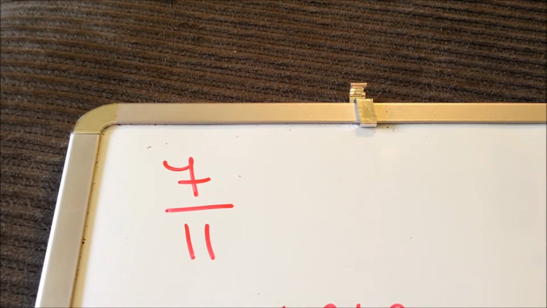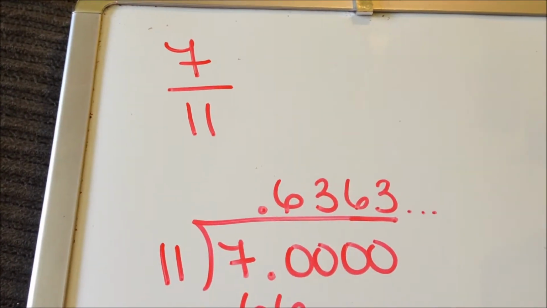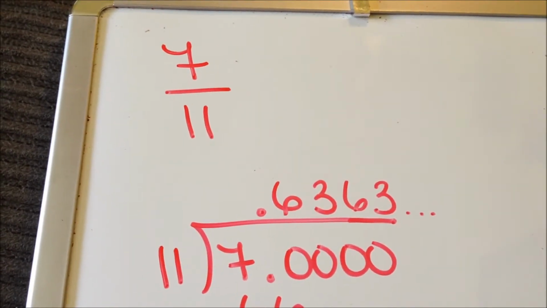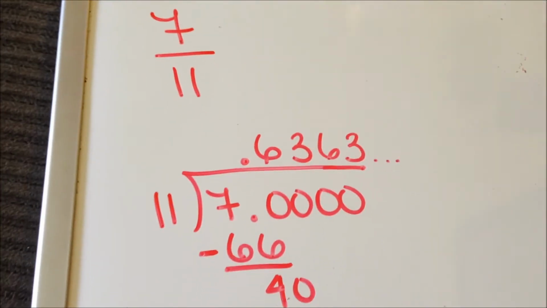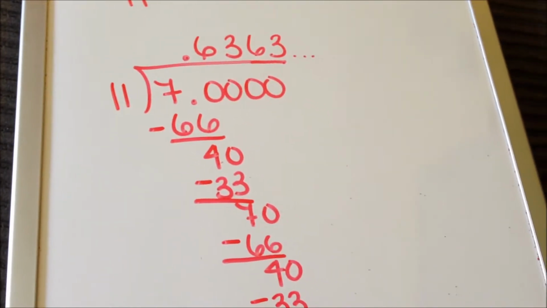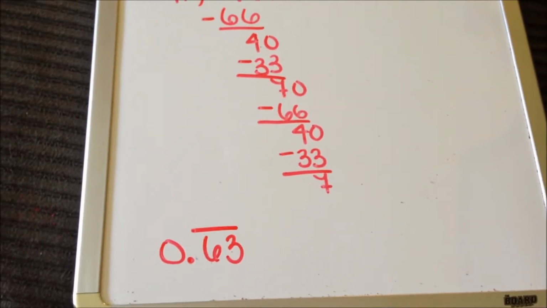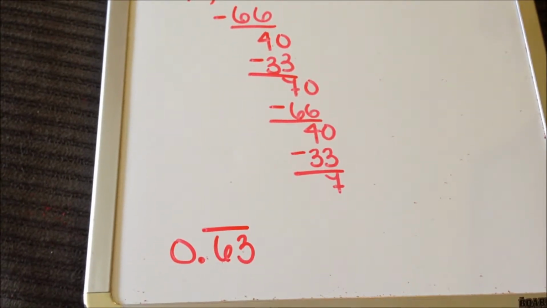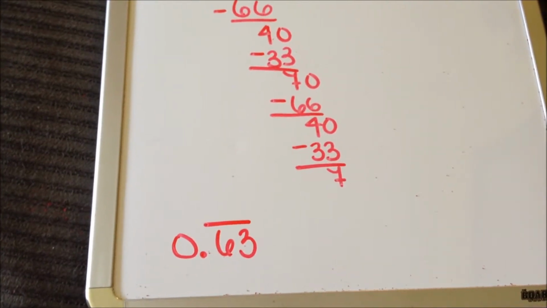Let's convert 7/11 to a decimal. Again, we can use long division, so 11 goes into 7.0000, etc. We end up with 0.636363, etc. So it's a repeating decimal. And the pattern that repeats is 6-3. So our final answer is 0.63, and both the 6 and the 3 have a repetend bar over them.